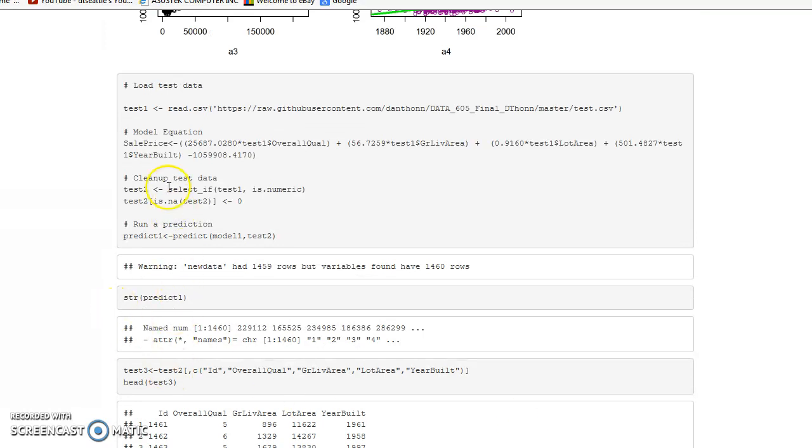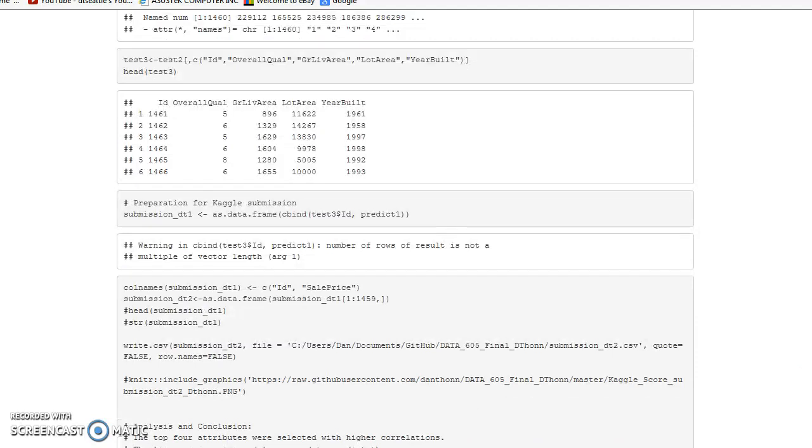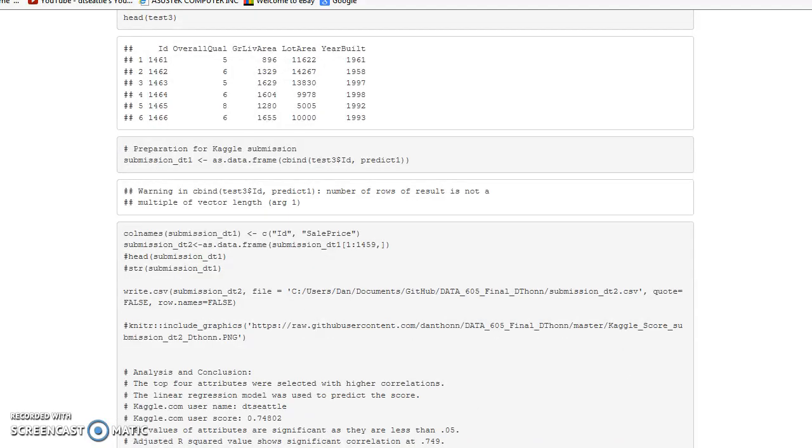and then I did a little cleanup in the test data and ran a prediction and made sure the rows were 1459, and put some headings on there and submitted it to Kaggle.